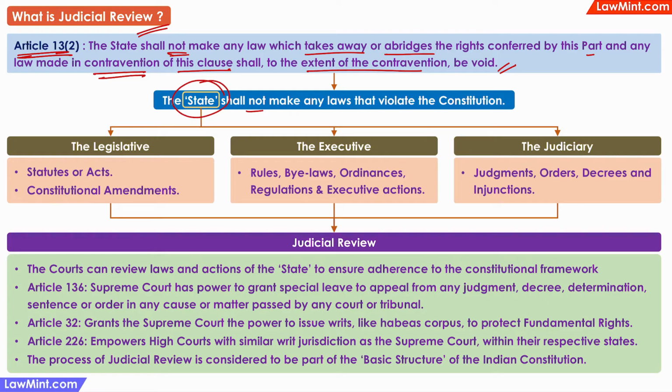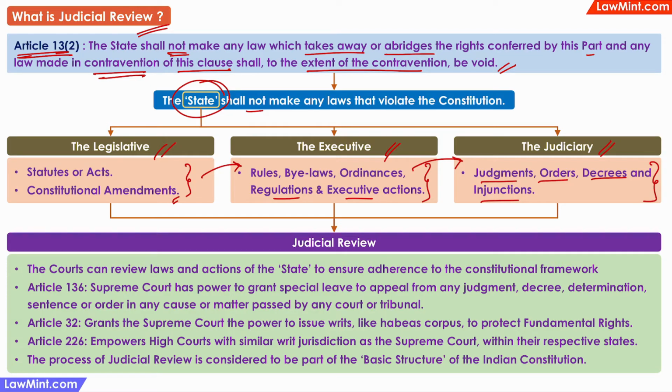Now, what is this state? The state includes all the 3 branches of the government: the legislative, the executive, and the judiciary, because all the 3 branches are involved in the process of making laws. The legislative makes statutes or acts and can also amend the Constitution itself. The executive will use the powers conferred by these statutes or acts and make various rules, bylaws, ordinances, regulations, and also undertakes actions to implement the law. And the judiciary passes various judgments, orders, decrees, and injunctions, all of which are also laws, like case laws.